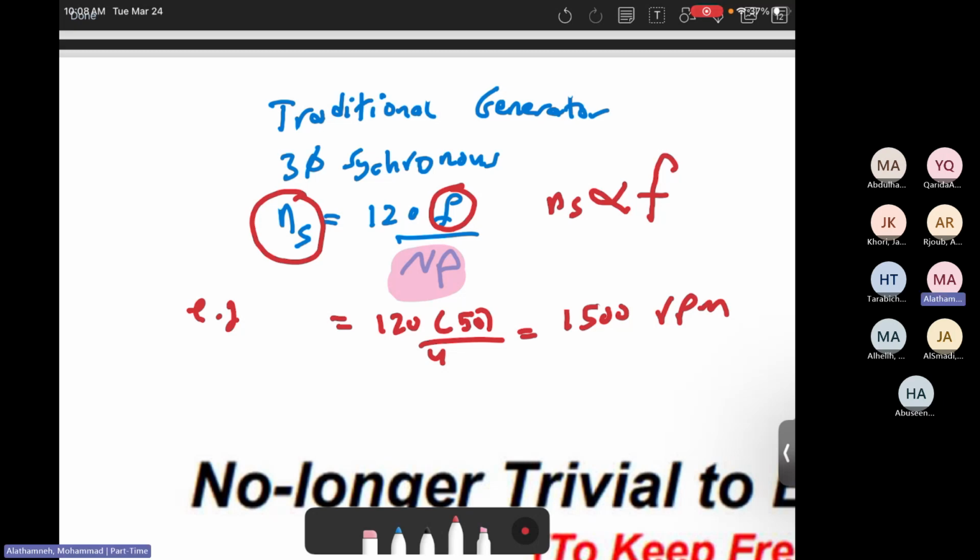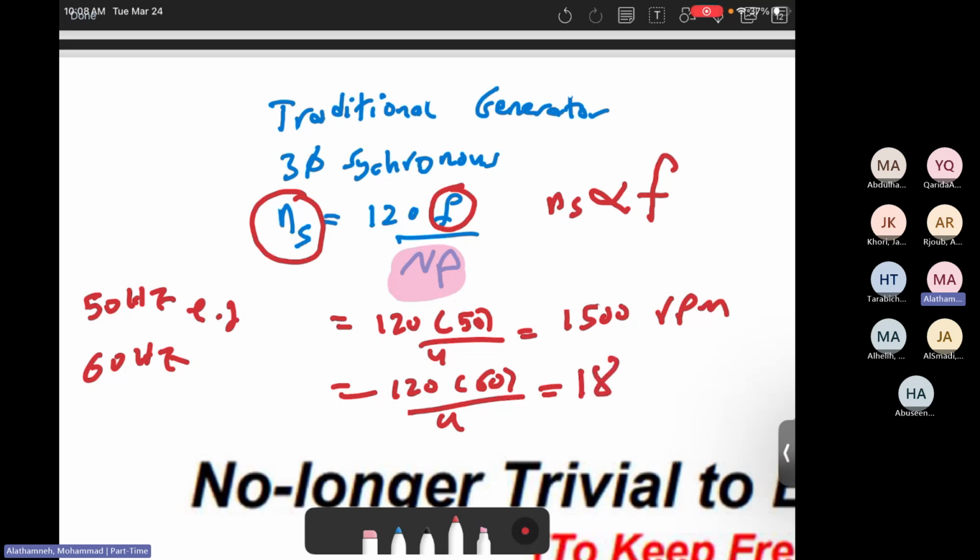However, if you want to make the frequency 60 hertz, then it will be 120 times 60 divided by 4. Then this yields 60 times 30. 6 times 3 is 18, so 1800 RPM. So we realize that at 60 hertz frequency, the speed is faster, while at 50 hertz, the speed is lower.